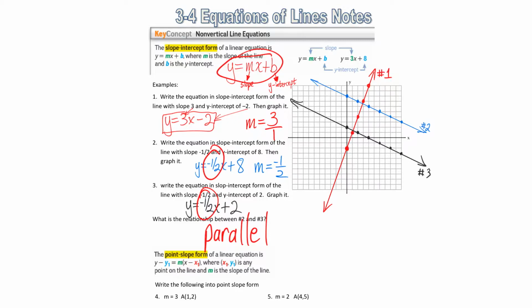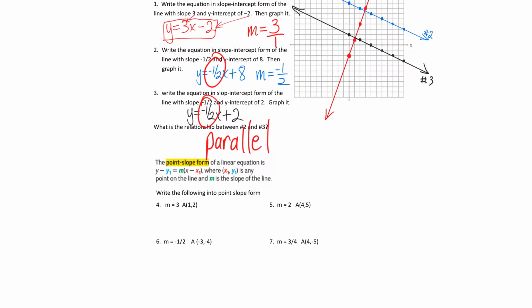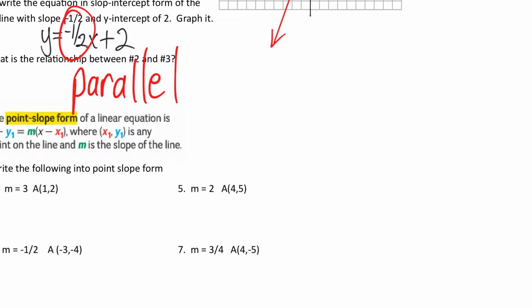Okay, so y equals mx plus b is slope intercept. The other one I want to look at today is point slope. Okay, I want you to write this down. y minus y1 equals m times x minus x1. Is this ringing a bell from Algebra 1? Hopefully so.